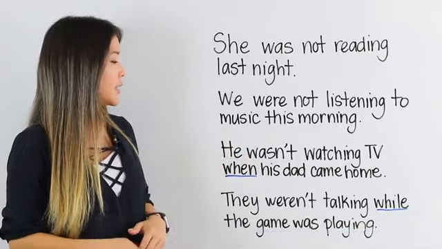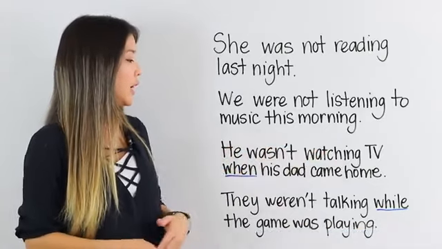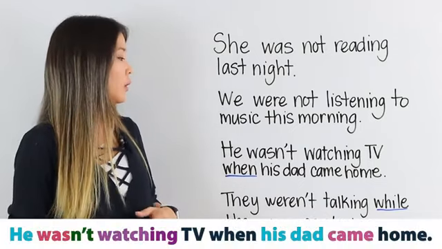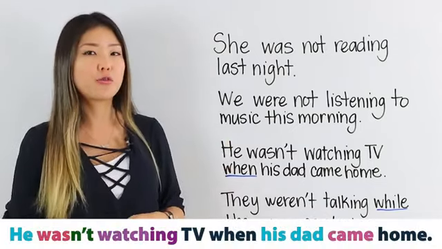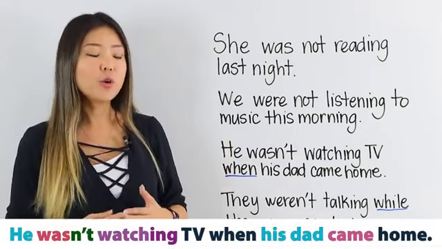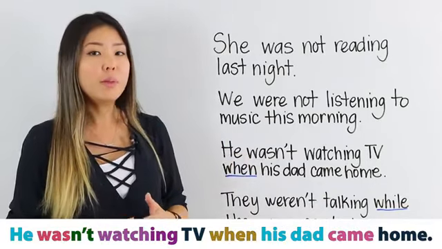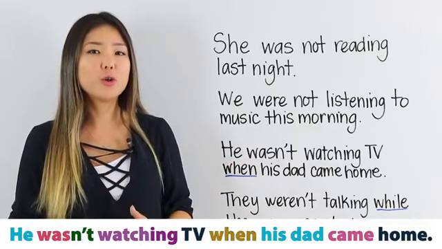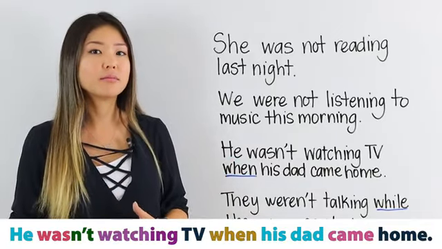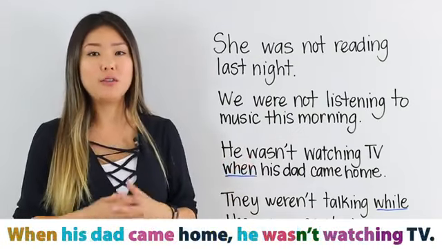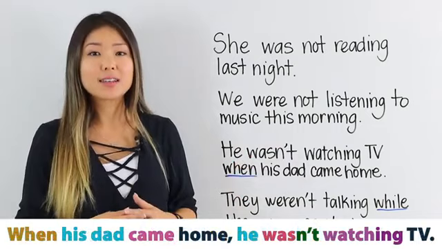And the next one says, he wasn't watching TV when his dad came home. In this example, the contraction is already there for you. He wasn't watching TV. You'll notice the word when. Remember, when plus a past simple tense verb shows an interrupting action. So, when his dad came home, he wasn't watching TV. He was doing something else.